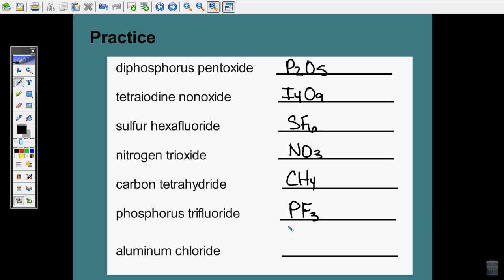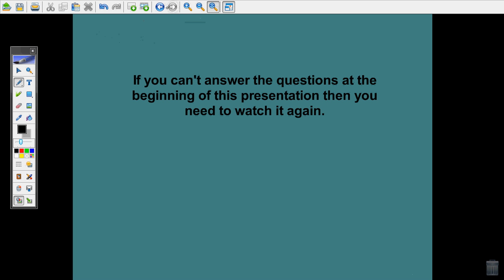Aluminum chloride. Aluminum is a metal. So I've got to write my charges. I got to know my charges. And then I have to crisscross because this is an ionic bond. So when you're writing these, you have to be able to look and say, okay, well this is 2 nonmetals, so this is a covalent bond, so I have to use prefixes. Here I've got a metal and a nonmetal, which says ionic bond, so I need to use charges and crisscross. So you have to know what kind of compounds you're dealing with before you can just randomly start naming them. Alright, if you can't answer the questions at the beginning of the presentation, then you need to please watch it again.